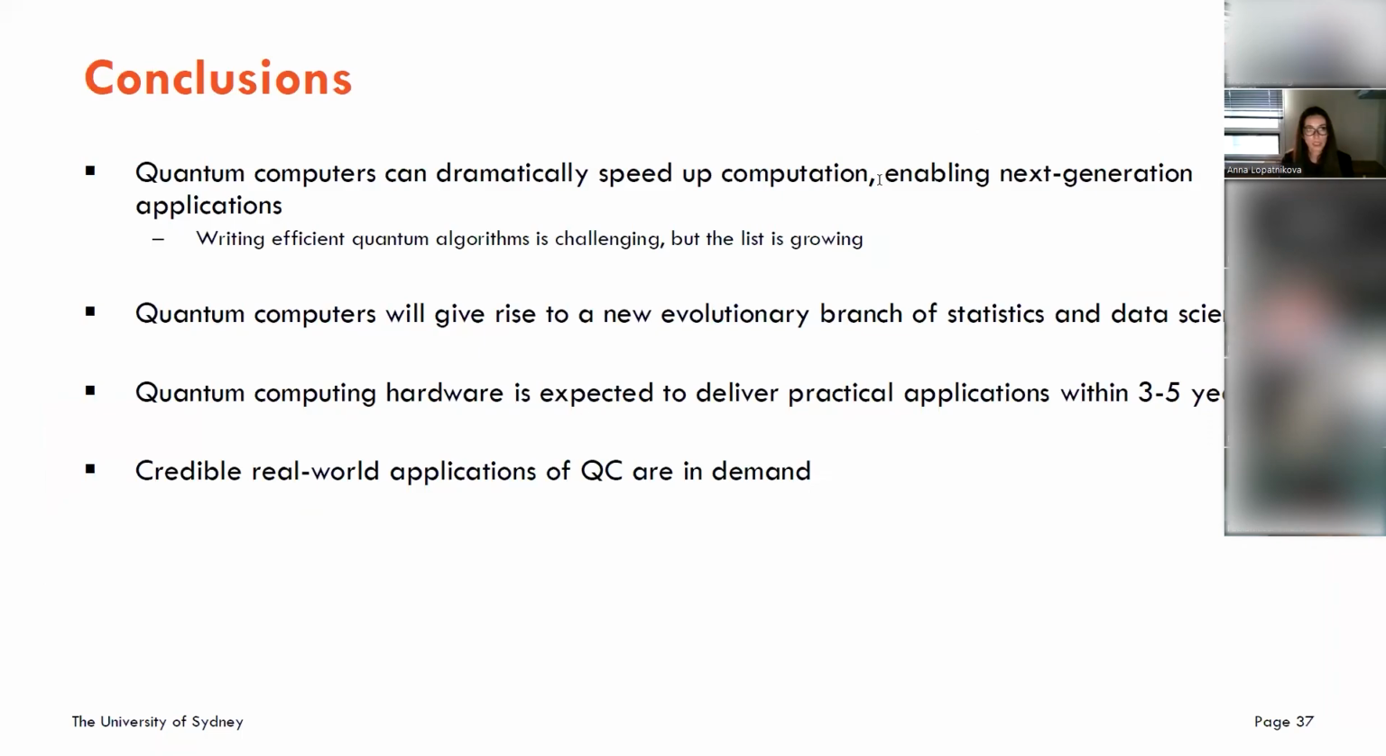And that brings me to my conclusions. So quantum computers can dramatically speed up computation, enabling next generation applications. Writing these efficient quantum algorithms is challenging, but the list is growing and will grow. Quantum computers will give rise to a new evolutionary branch of statistics and data science, because they're so different from classical computers that we'll have to start thinking differently, and it will happen eventually.